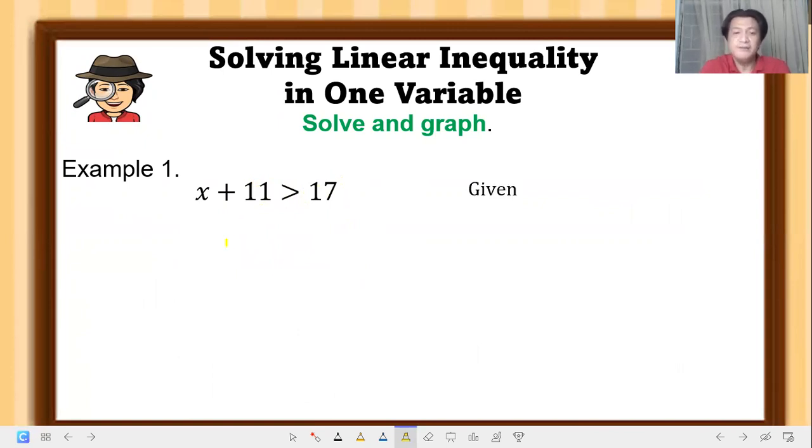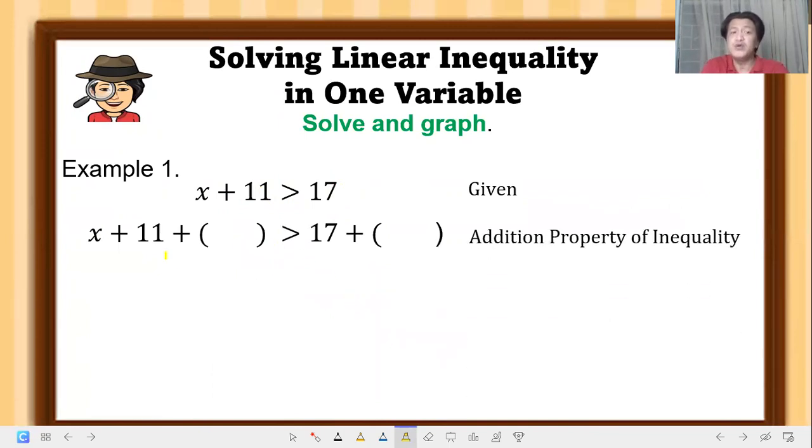So that's the given. Meaning to say, you are going to add on both sides of the inequality the same number. Yun yung additive inverse. If this is positive 11, ang kanyang additive inverse or opposite is negative 11. Kaya yan po yung i-add natin. Or that is addition property of inequality. Then you can now cancel. 11 plus negative 11, 0 na yan. Cancel. X na lang po ang natira.